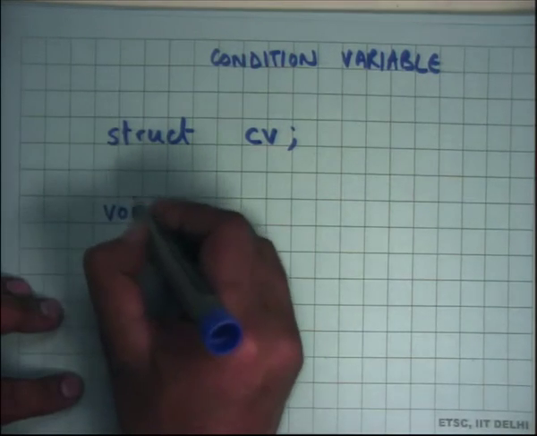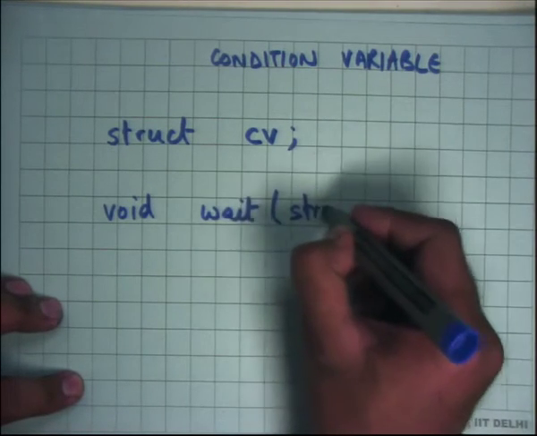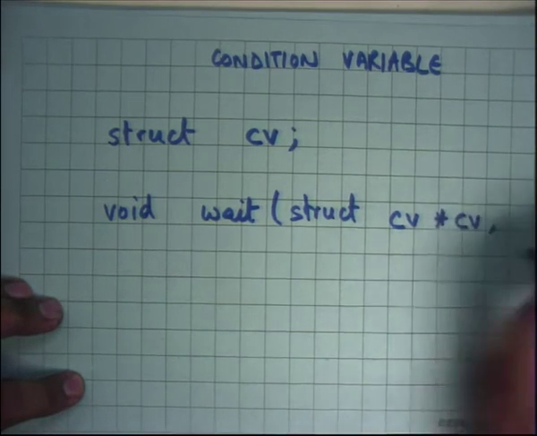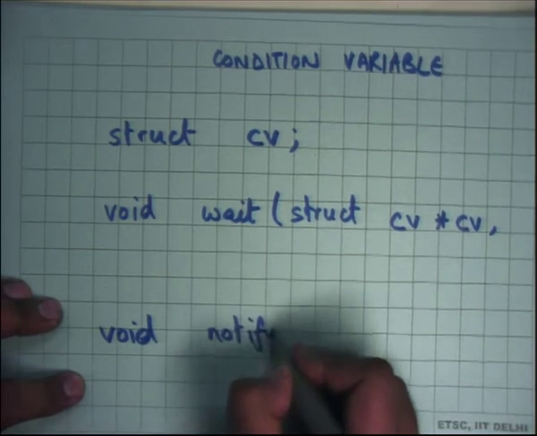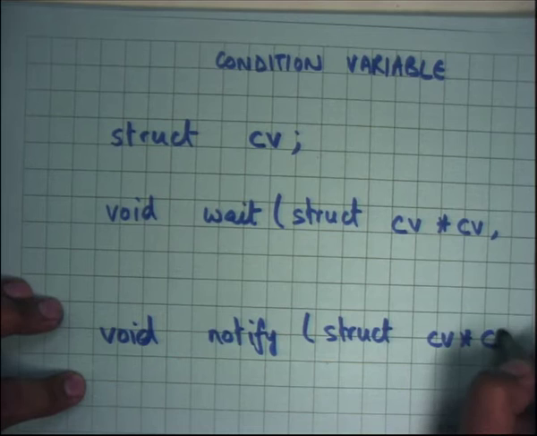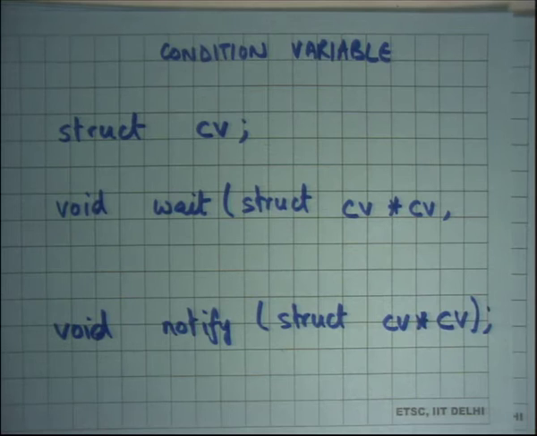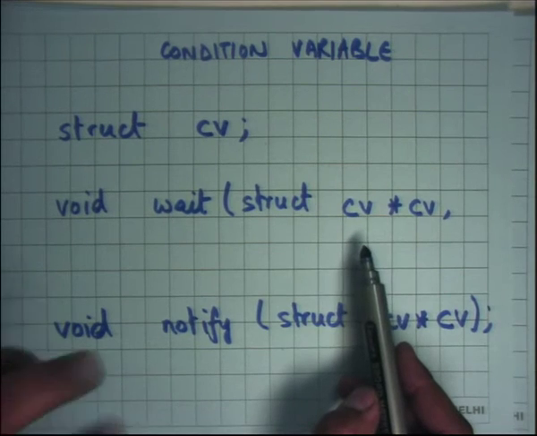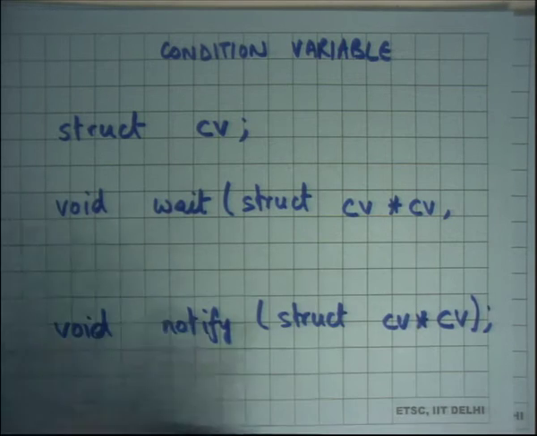and then you have two functions, void wait, struct CV star, let's say CV, and there's another function called notify, struct CV star. Okay, all right. Actually, the wait has two arguments, and the second argument I am not writing right now before I explain why we need the second argument.